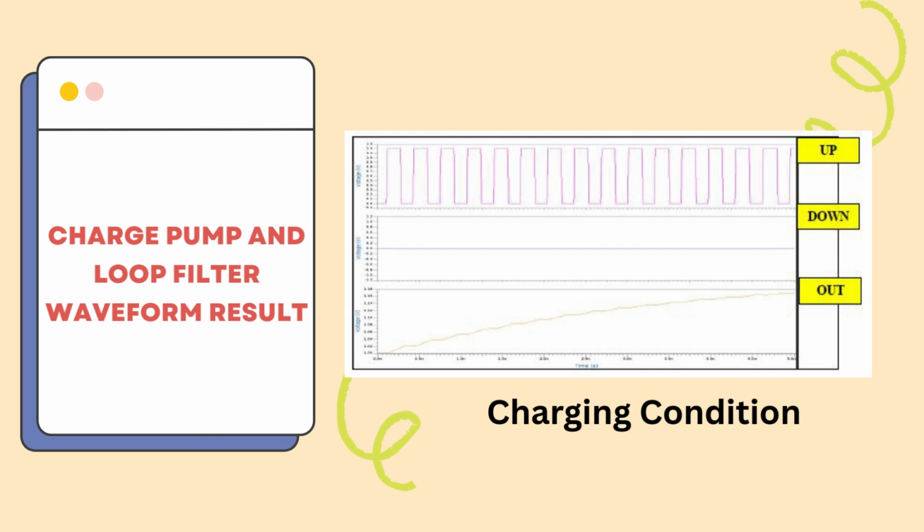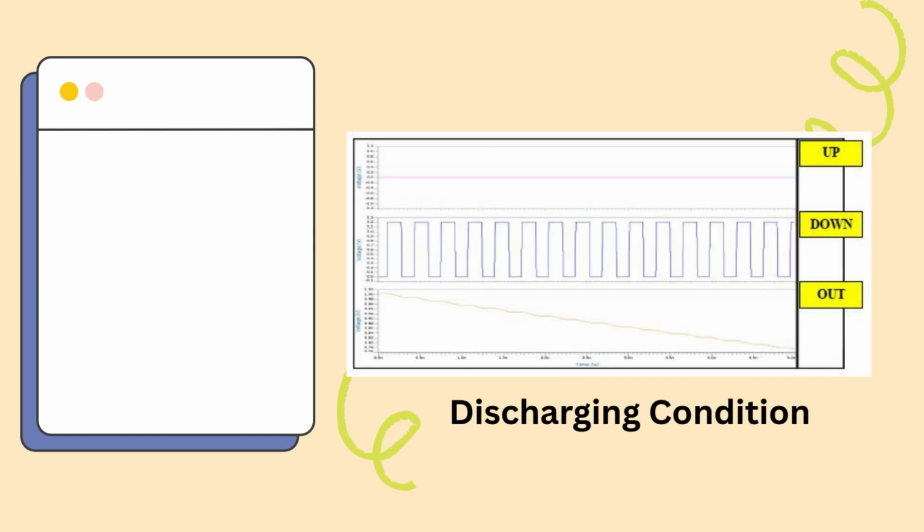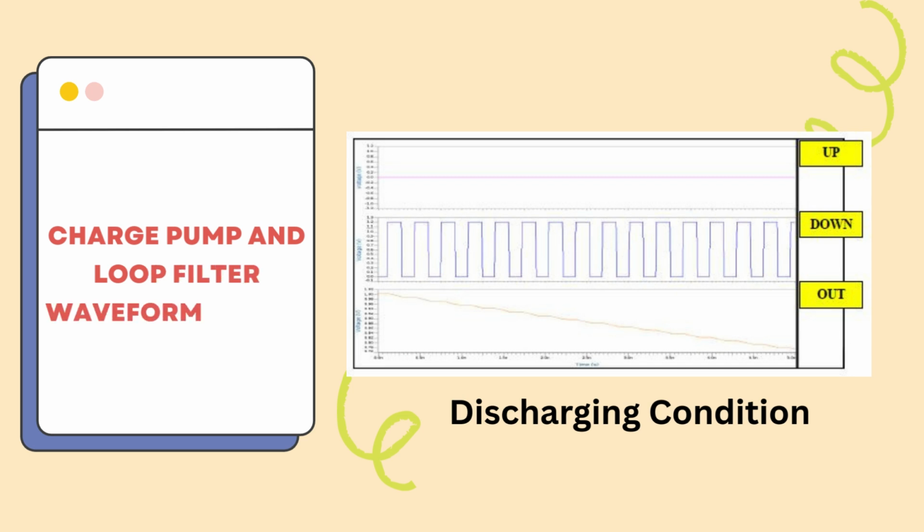This smooth ramp is precisely because of the loop filter's low-pass filtering action, which integrates those discrete current pulses from the charge pump into a stable analog control voltage. Now, let's look at the discharging waveform from our CP-LF analysis. This figure illustrates the discharging characteristic of the charge pump when integrated with the loop filter.